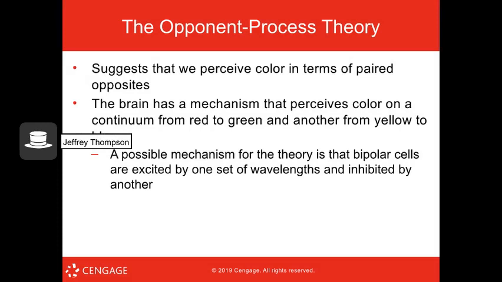Then we have the opponent process theory, which suggests that we perceive color in terms of paired opposites. So according to the opponent process theory, our brain has a mechanism that perceives color on a continuum from red to green and another from yellow to blue. A mechanism for this theory is that bipolar cells are excited by one set of wavelengths and inhibited by another. So basically, our brain will pay attention to what is firing and what's not firing, and then decide what the color is based off of that.